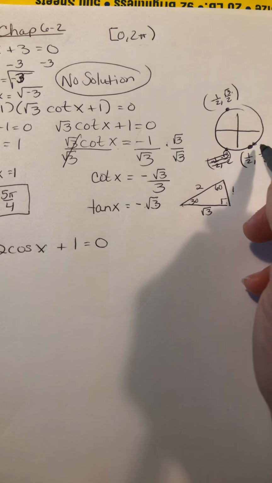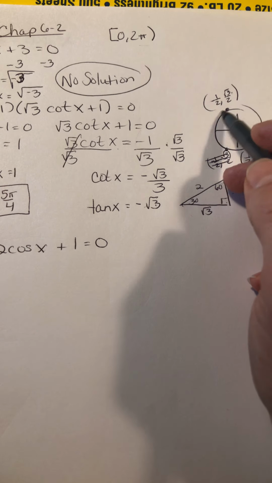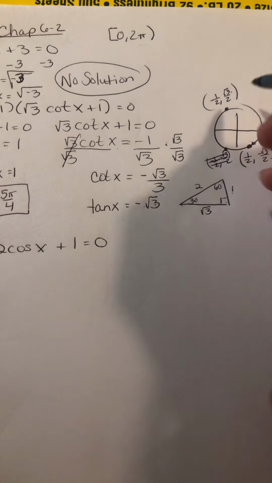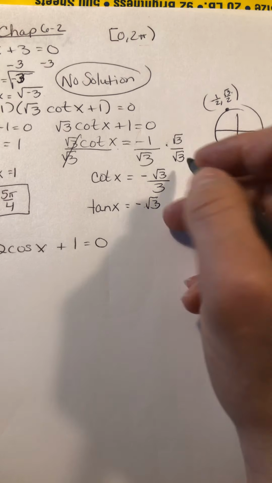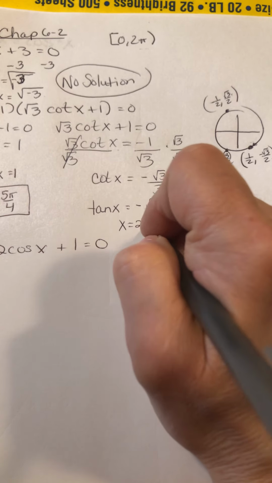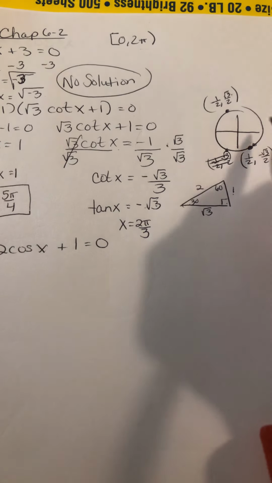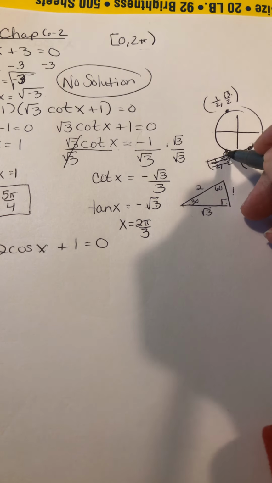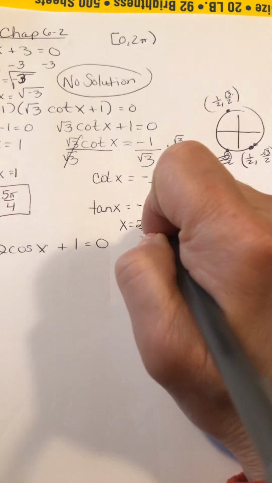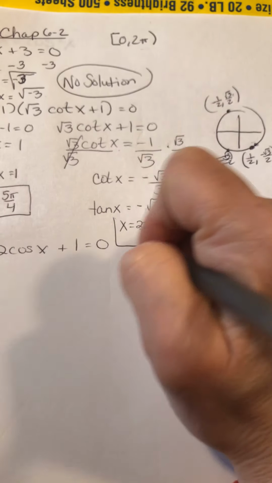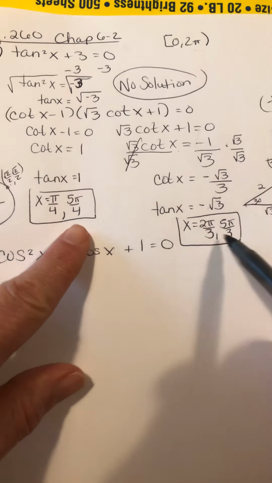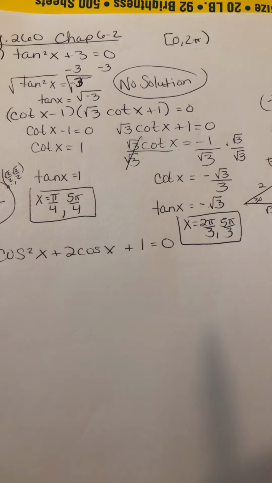So the angles that we're talking about, they make a 60-degree reference angle with the x-axis. So we have 120 degrees, or 2 pi over 3. And this one over here, 1 pi over 3, 2 pi over 3, 3 pi over 3, 4 pi over 3, 5 pi over 3. So I have 4 different angles that satisfy this equation. And that's it.